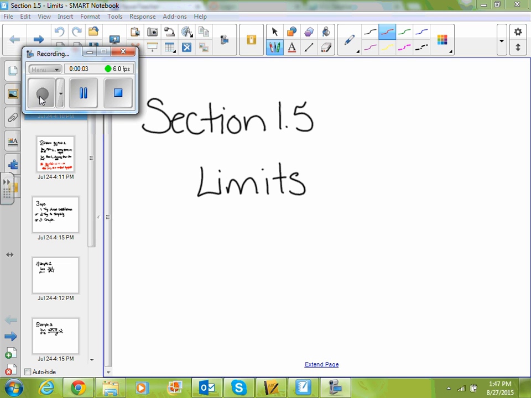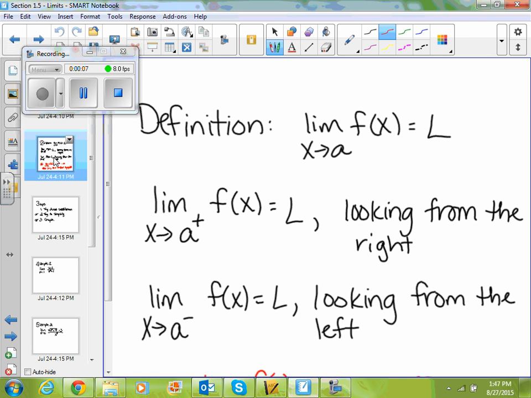Okay, so we did limits last year. We're going to keep looking at limits this year. So we'll start with the definition of a limit.